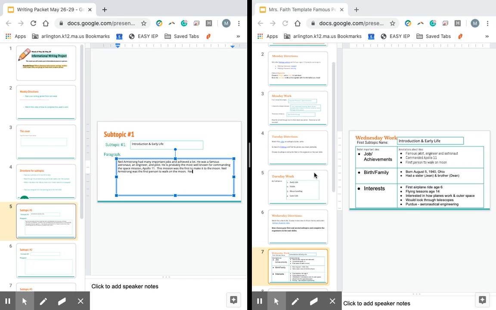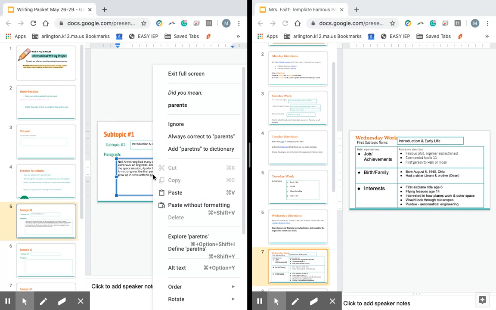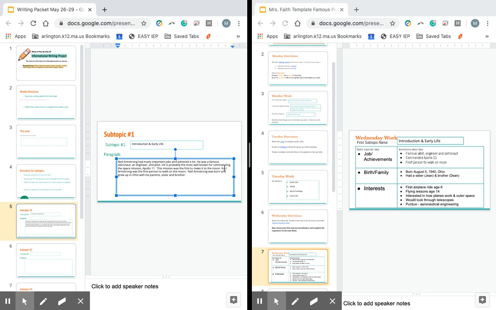So Neil Armstrong was born and grew up in Ohio with his parents, sister, and brother. So now I'm looking at this. Neil Armstrong was born and grew up in Ohio with his parents, sister, and brother.